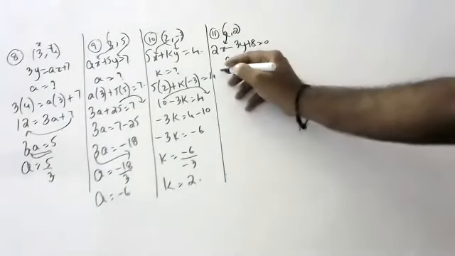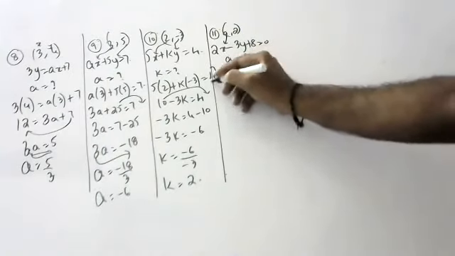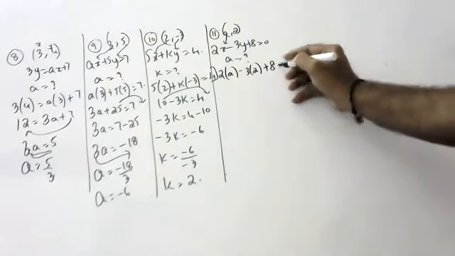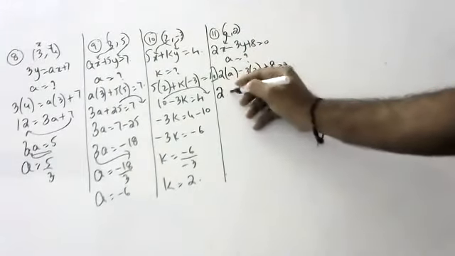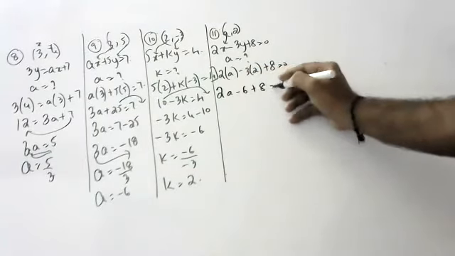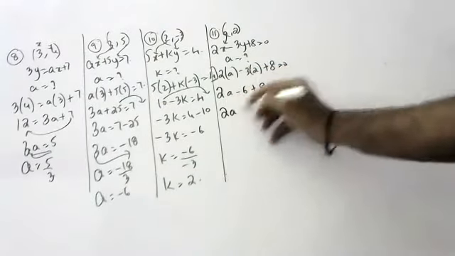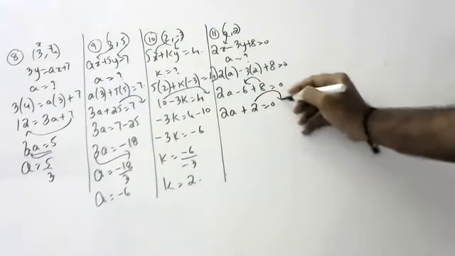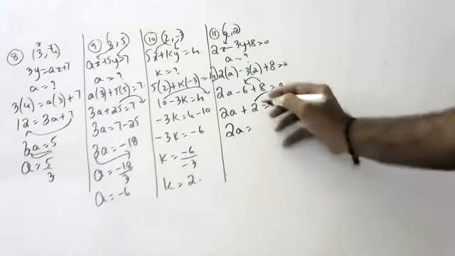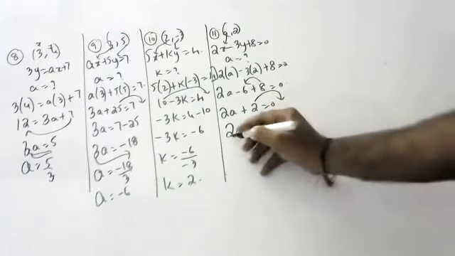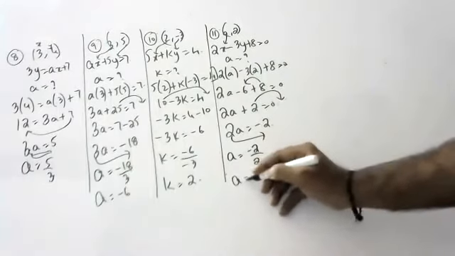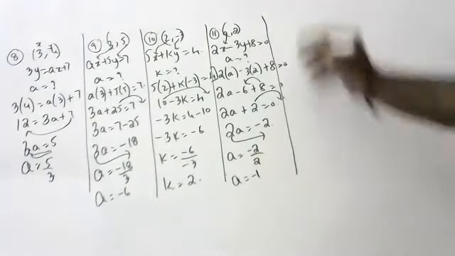Yes, sir. So 2 into a, plus, sorry, minus 3 into 2, plus 8, that is equal to 0. 2a minus 6 plus 8 is equal to 0. 2a plus 2 is equal to 0. 2a is equal to minus 2. 2 goes down, so a is equal to minus 1.